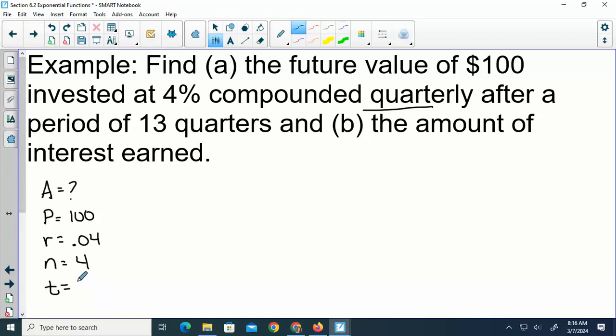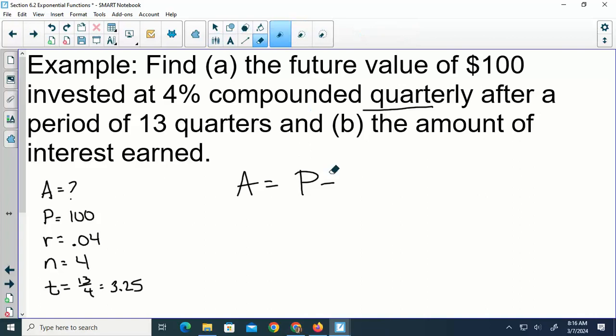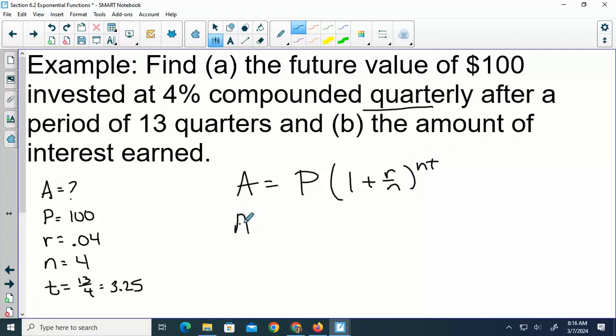So if you do 13 over 4, what does that turn out to be? 3.25. So either one is fine. But the rate has to be in decimal form, your time has to be in years. So then we're just going to do our calculation. A equals P times (1 plus r over n) to the nt. So 100 times 1 plus 0.04 divided by 4 to the 4 times 3.25 power.